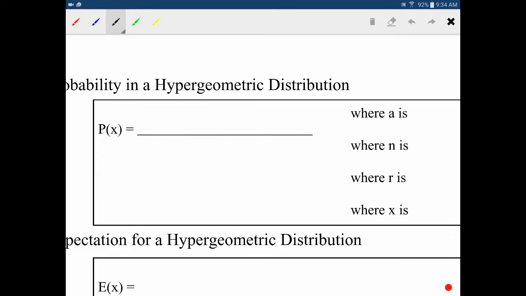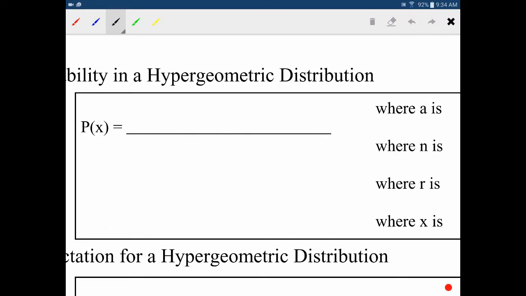This is not a formula you would necessarily figure out on your own. What we're going to have is A choose X, times N minus A choose R minus X, and the whole thing is divided by N choose R.